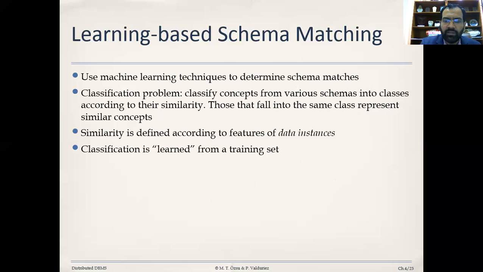And that is why we say the classification is learned from a training set. So it all depends on how you have developed that training set. If you have a good training set, and good values, meaning in numbers, then you might have good results by using machine learning techniques.